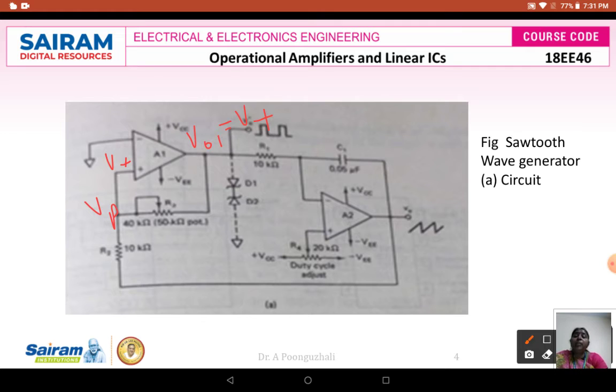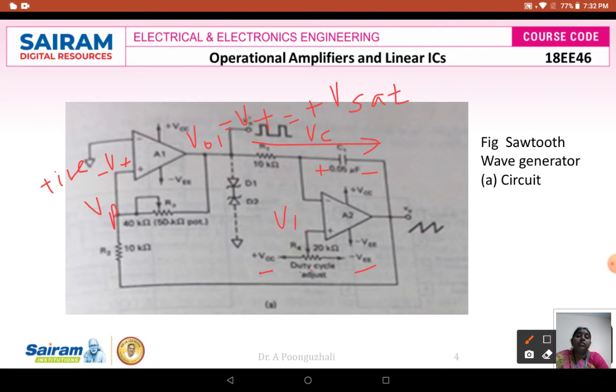If V positive is a positive voltage, my output is at plus Vsat. When my output is at plus Vsat, the capacitor is going to get charged, so the current will flow through this circuit. When the current flows, the capacitor is charged, and I will take the voltage at this point to be Vc. Next is R4, the potentiometer, whose ends are connected to plus Vcc or minus VEE. I will take the voltage at this point as V1. Now what is going to be the output?